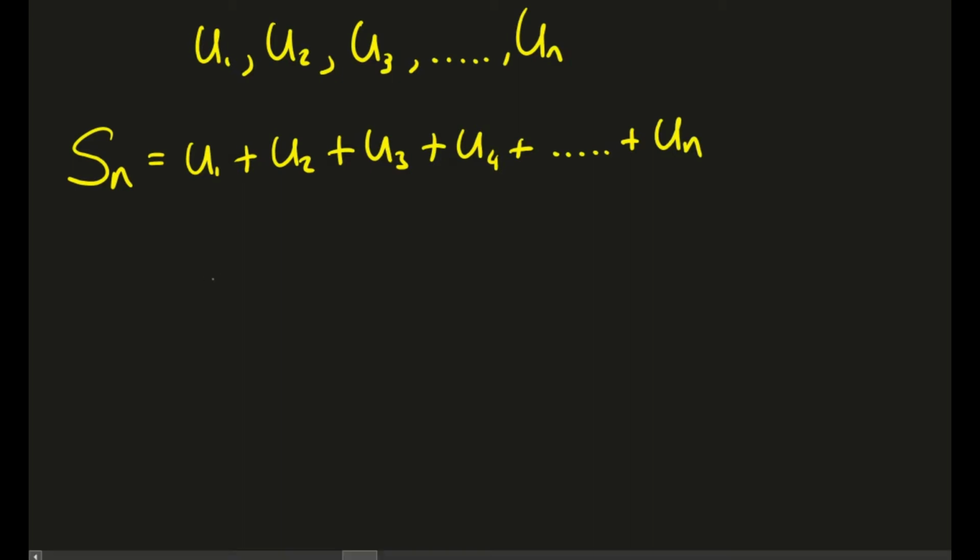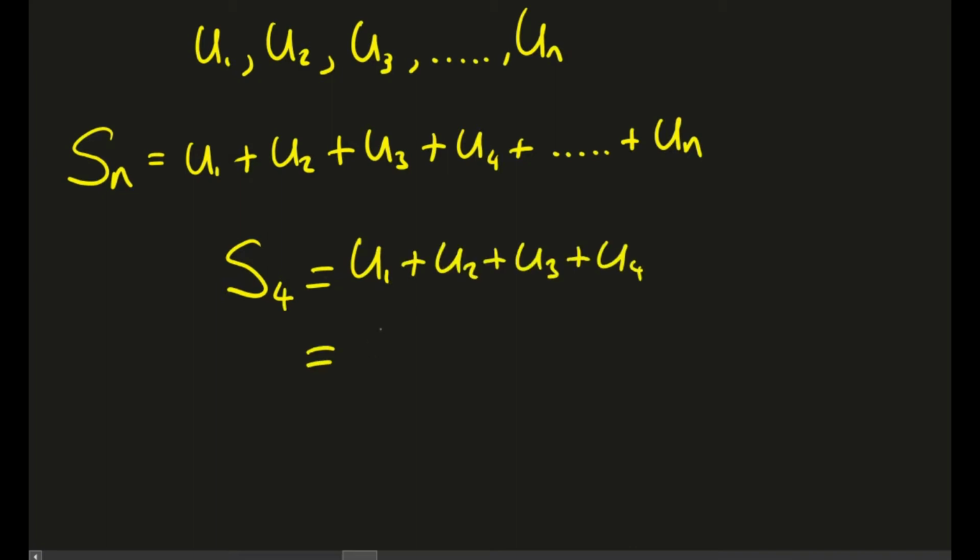One thing to just bear in mind, which might come in very handy later on, is if I had S4, well, absolutely that would be U1 plus U2 plus U3 plus U4. But it's also going to be S3 plus U4, the sum of the previous three terms plus that fourth term. That result's quite interesting and might be useful in another video.